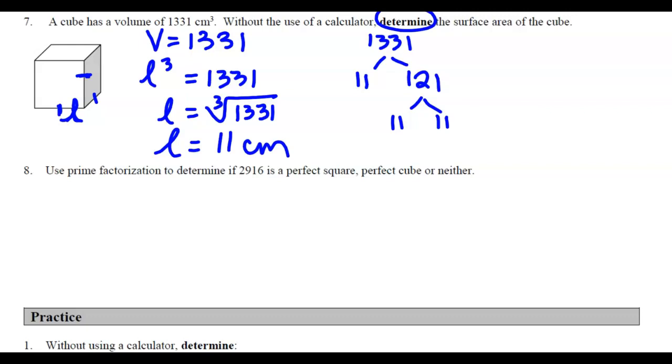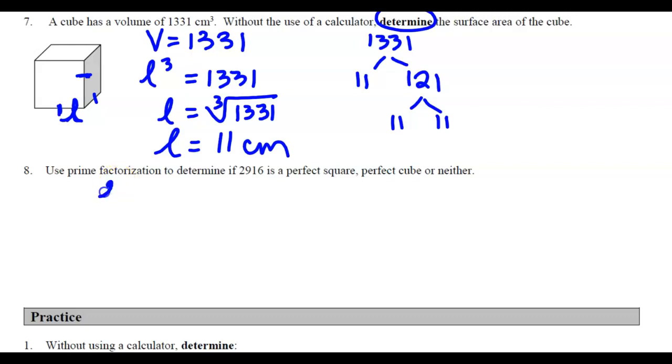All right, and then question 8, it specifically says, use prime factorization to determine if 2,916 is a perfect square, perfect cube, or neither. If there's an extra factor that doesn't group in 2s or 3s, listening please. If it doesn't group in 2s or 3s, then it's not a perfect square or perfect cube.